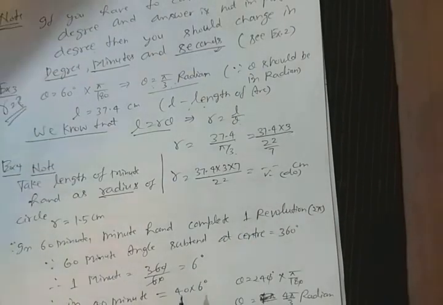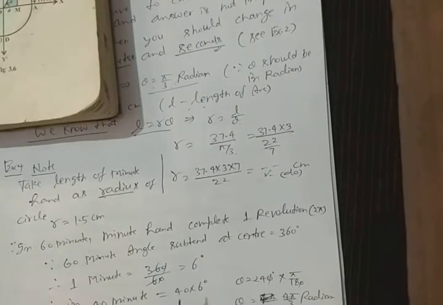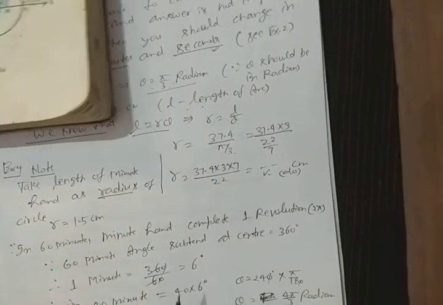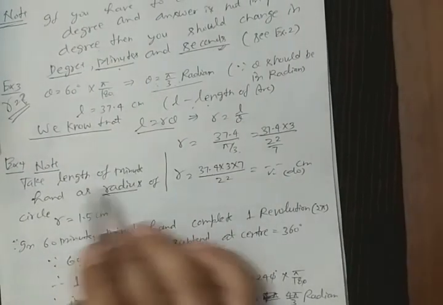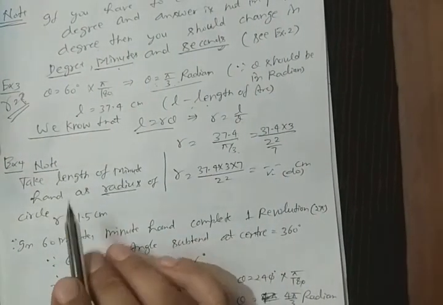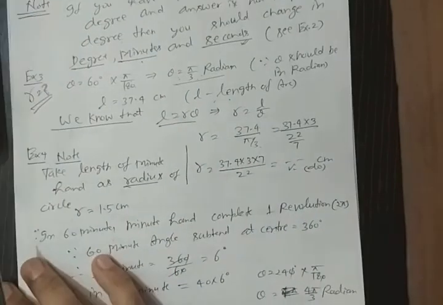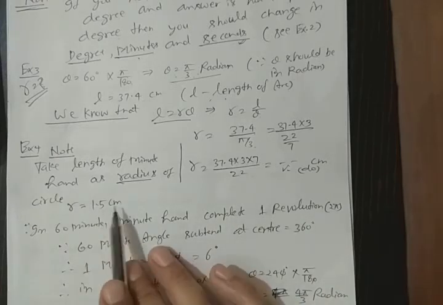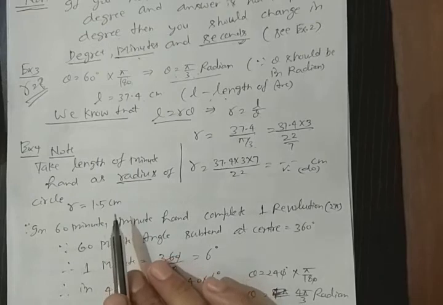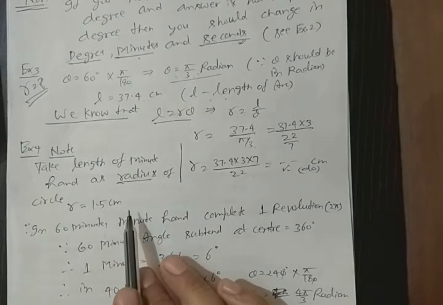Example 4. The minute hand of a watch is 1.5 centimeters long. Take the length of the minute hand as the radius of the circle. Whether the length of the minute hand or the hour hand is given, consider it as the radius of the circle. So r is equal to 1.5 centimeters. How far does its tip move in 40 minutes?